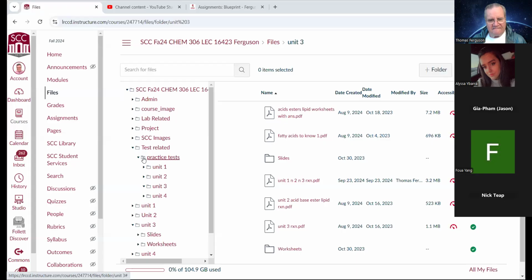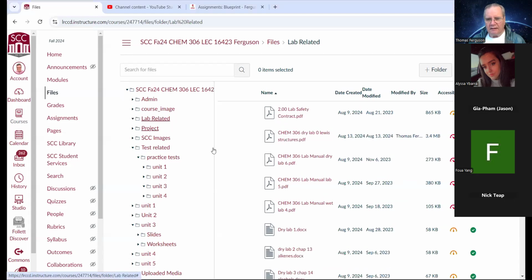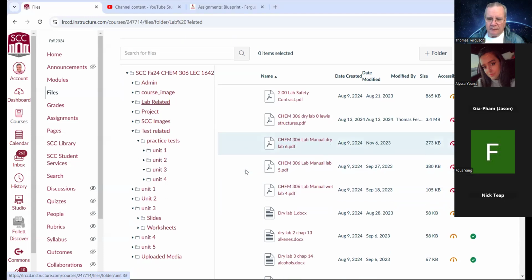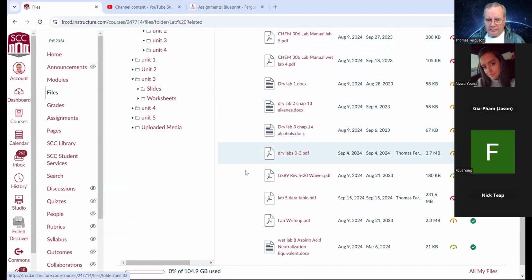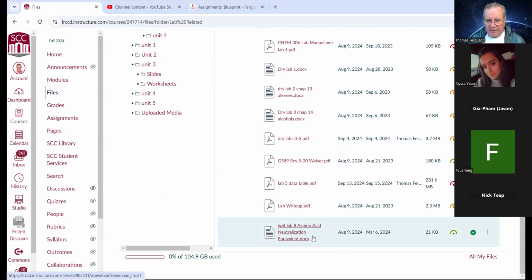Canvas, lab related files, you'll see a wet lab 8 aspirin acid neutralization equivalent. That's the part that's optional. If you want to do that, it'll give you an extra 5 points out of the 10.